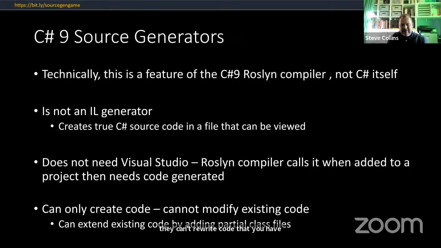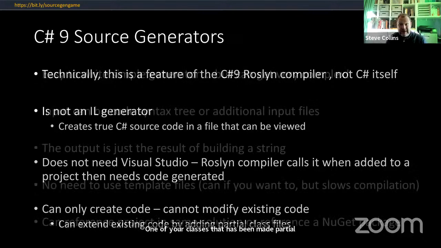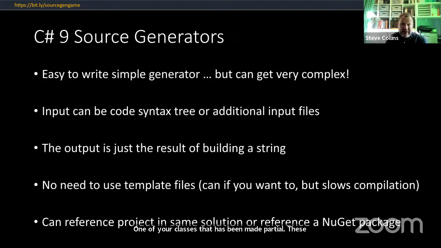So remember how I was saying PostSharp can go and tweak itself as it's running. This is append-only code. So all it can do is create new code that either stands on its own or extends one of your classes that has been made partial. So these new generators can be as simple or complex as your requirements demand. Ultimately, the core of the generator is building a string that will get emitted to an output C# file that gets compiled in the same way as you would write your own code. There's no need for templates unless you want to go down that route.